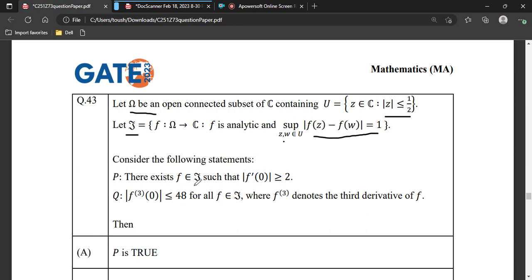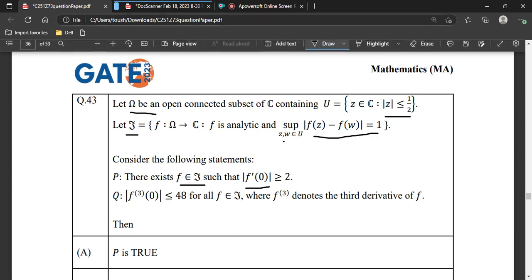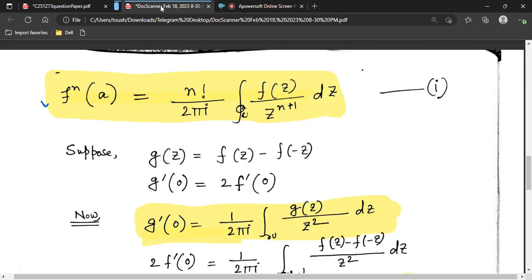Statement P says if f belongs to tau, meaning f satisfies these two conditions, that means f is analytic and also the supremum of this value is 1, then mod of f dash at 0 is greater or equal to 2. Does there exist any such function or not? So let's see how we will do that. We have to verify this.